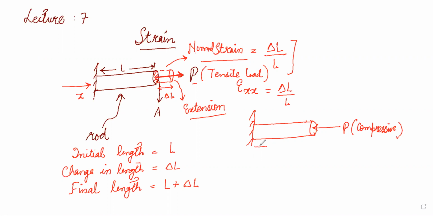Originally, the length of the machine element was L. Now, as we apply the compressive load P, its length will decrease. The final length will be only this much.